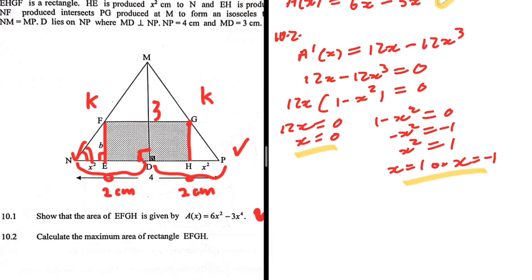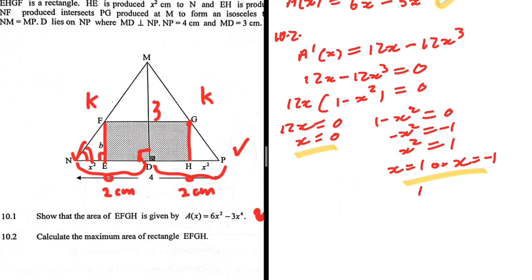Let's substitute 0 into A of x. We're substituting 0, so we're going to have A of 0 being equal to 6 multiplied by 0 squared minus 3 multiplied by 0 to the power 4. Well, this will give us 0. I don't think that will be our maximum. Rather, it can be our minimum. So when you substitute x is equal to 0, we get 0.